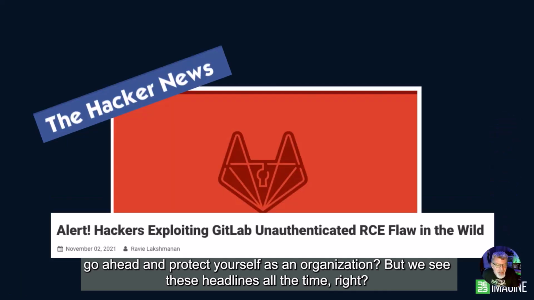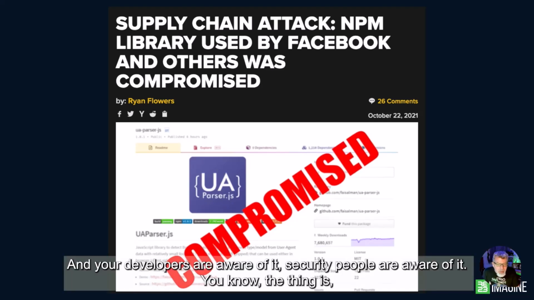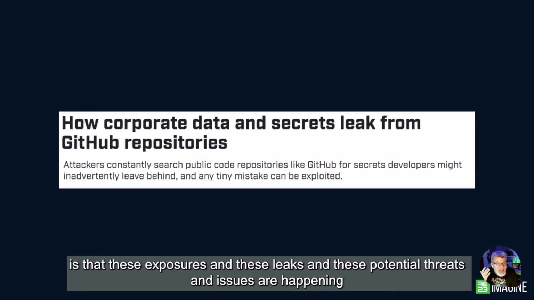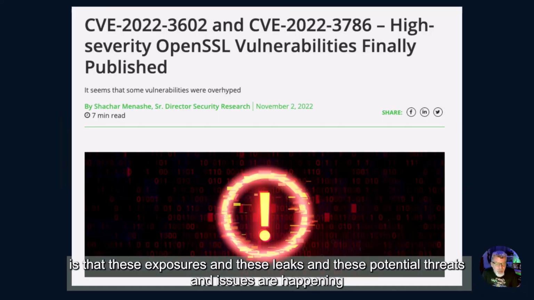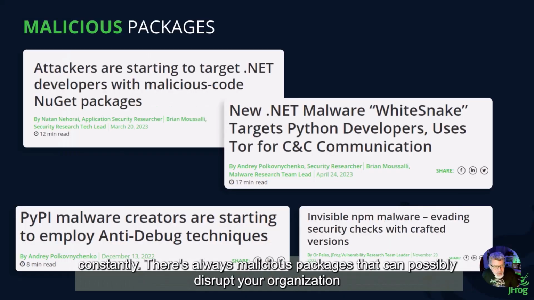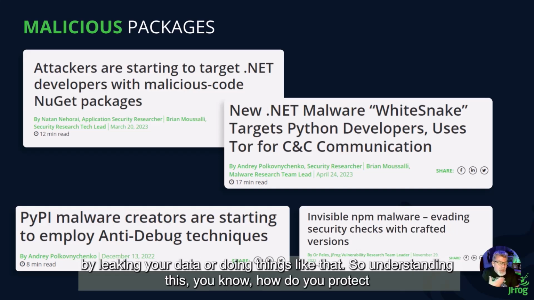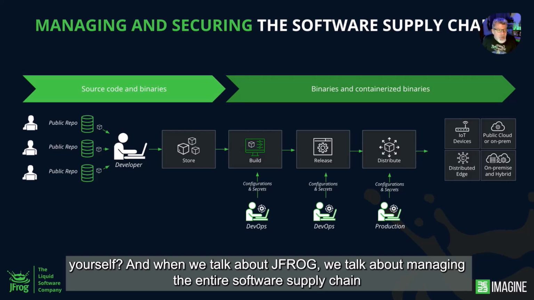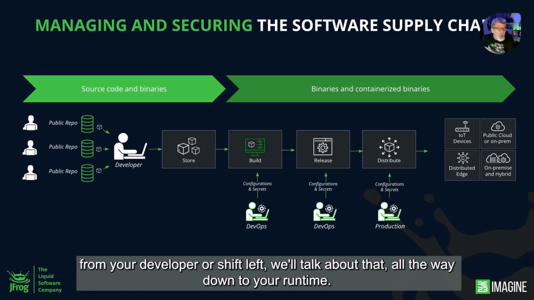So we see these headlines all the time, right? And your developers are aware of it, security people are aware of it. The thing is that these exposures and these leaks and these potential threats and issues are happening constantly. There are always malicious packages that can possibly disrupt your organization by leaking your data or doing things like that. So understanding this, how do you protect yourself? And when we talk about JFrog, we talk about managing the entire software supply chain from your developer, or shift left, we'll talk about that, all the way down to your runtime.